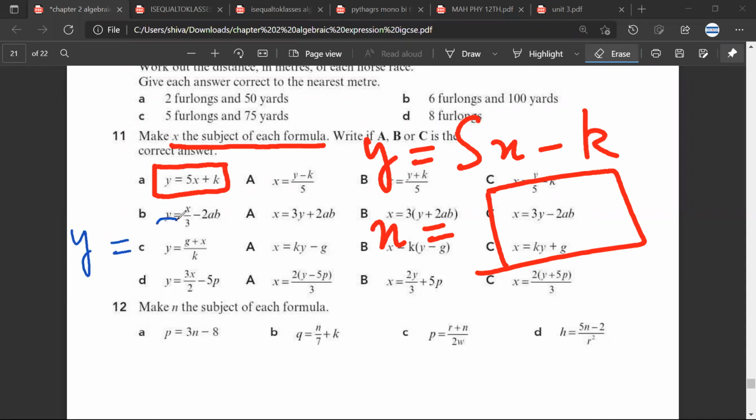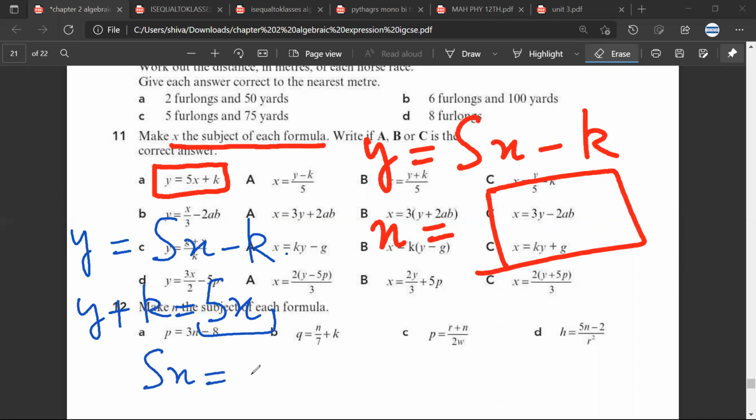What I'll do is y is equal to 5x minus k. Now I bring this k to this side. I write y plus k is equal to 5x. Have you understood? Yes, sir. Then I bring this 5x is equal to y plus k. Yeah, Arman. The question is actually y equals 5x plus k. Okay, plus k. So then over there also y minus k. So this will be 5x is equal to y minus k. Okay.